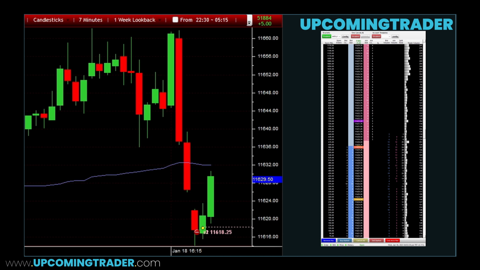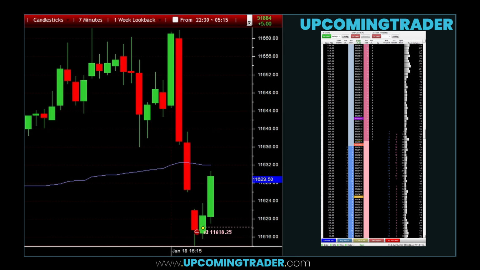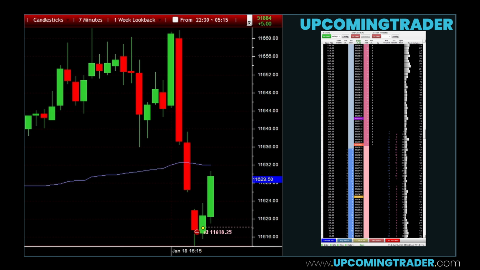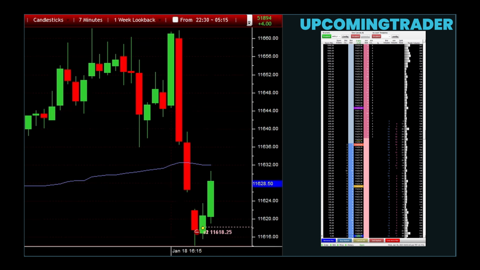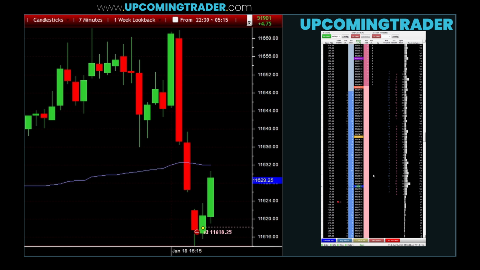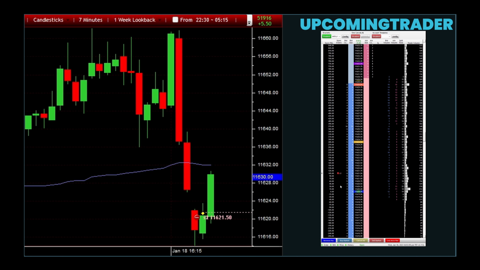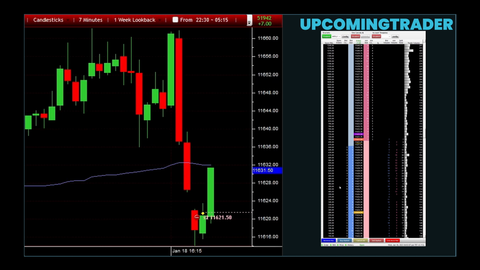The Klinger volume oscillator is another tool that combines short-term and long-term volume flows to predict price reversals. When the oscillator crosses above its signal line, it suggests that buying pressure is increasing, while a cross below the signal line suggests that selling pressure is building. This indicator can be particularly useful when combined with other volume-based tools to confirm market trends.